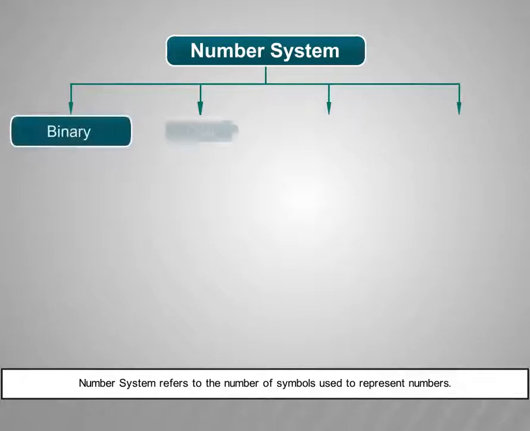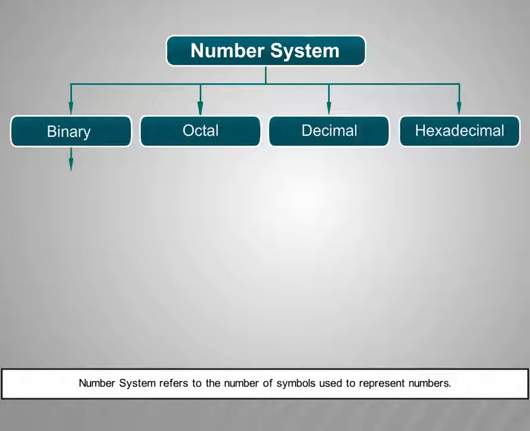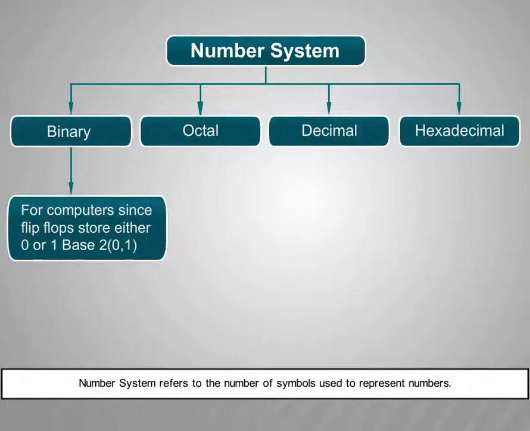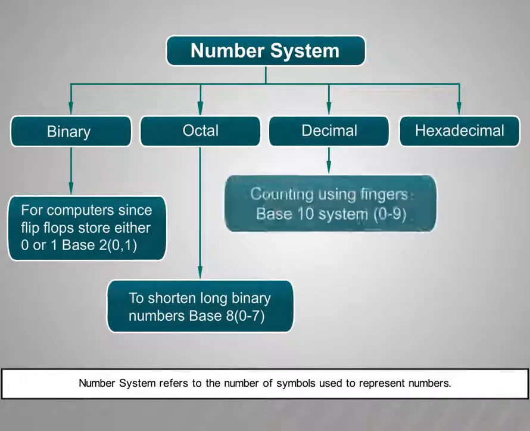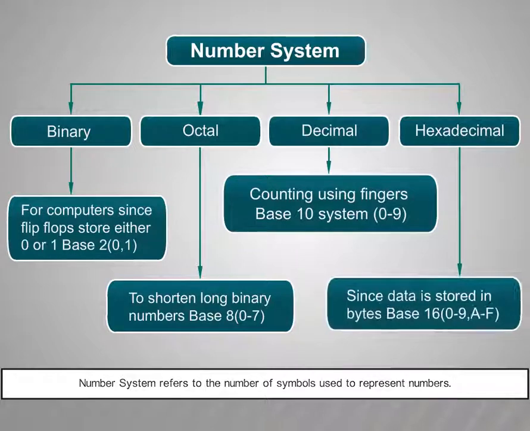Number systems: binary, octal, decimal, hexadecimal. For computers, since flip-flops store either 0 or 1, base 2, 0 and 1. To shorten long binary numbers, base 8, 0 to 7. Counting using fingers, base 10 system, 0 to 9. Since data is stored in bytes, base 16, 0 to 9 and A to F.